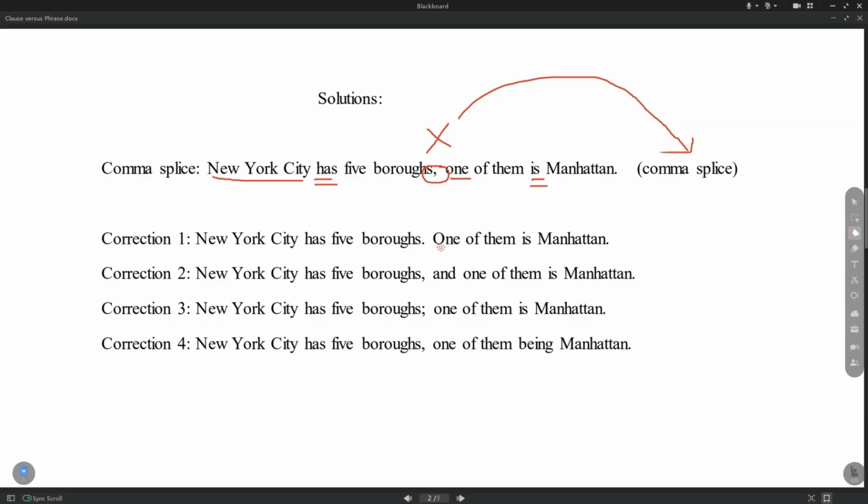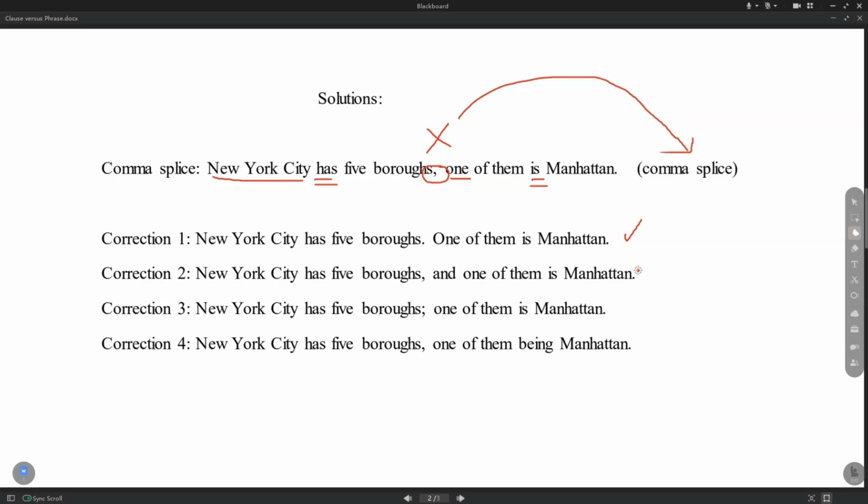Capital letter, one of them is Manhattan. Basically, you can separate that into 2 sentences. Problem solved. Maybe you want 1 sentence. All right, correction 2. New York City has 5 boroughs, comma, and one of them is Manhattan.